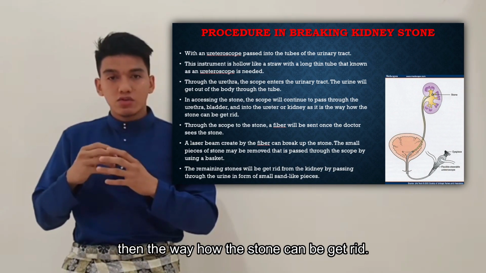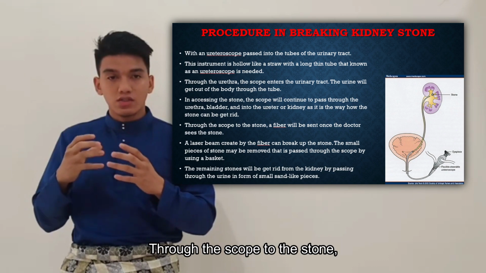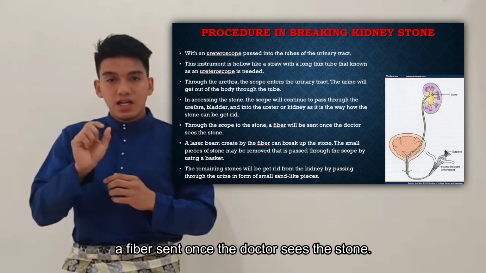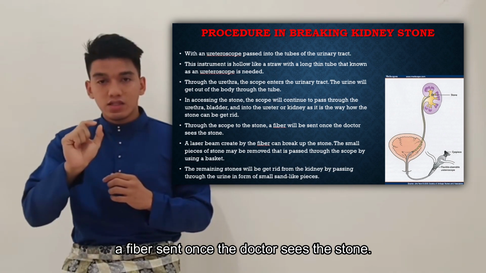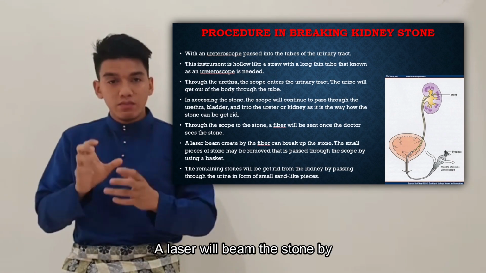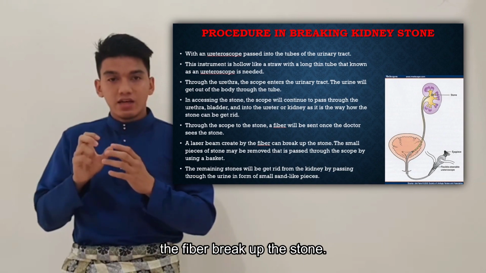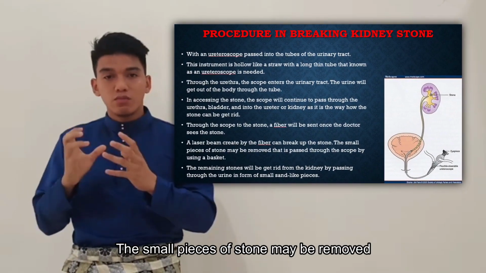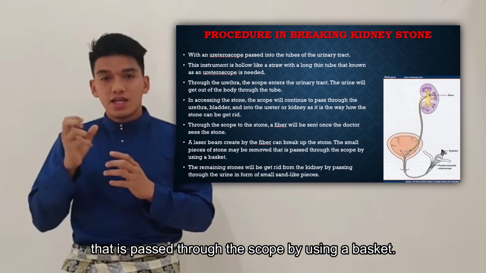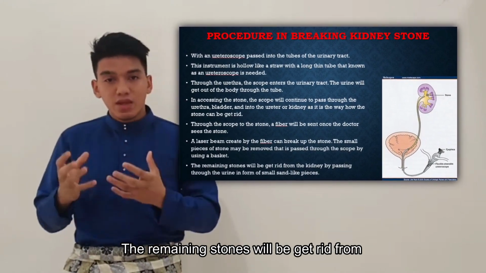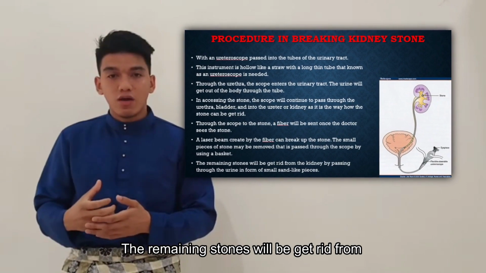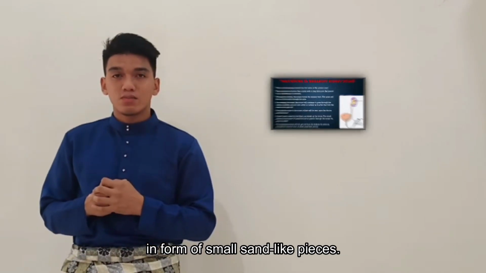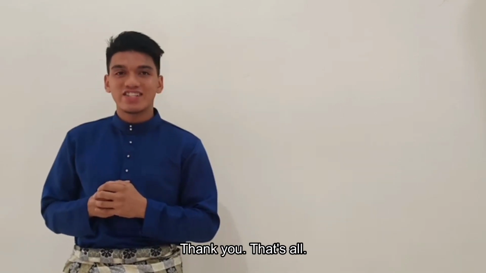Then the stone can be removed through the scope using a fiber. Once the doctor sees the stone, the laser will beam the stone through the fiber and break the stone. The small pieces of the stone may be removed by passing a basket through the scope. The remaining pieces are passed out of the kidney with the urine in the form of small sand pieces. Thank you. That's all.